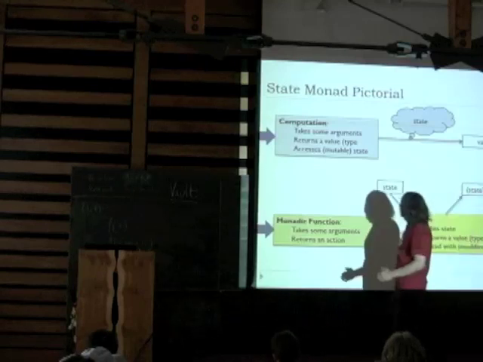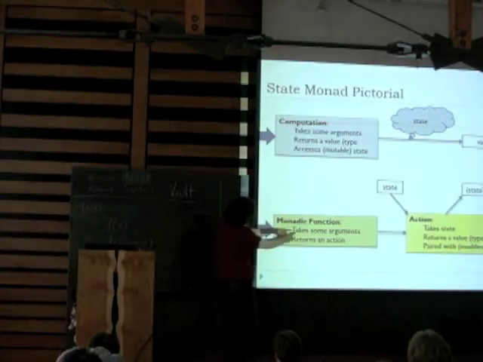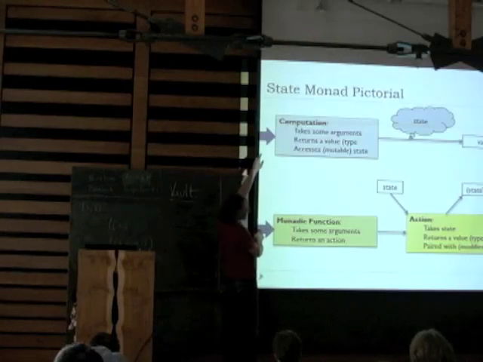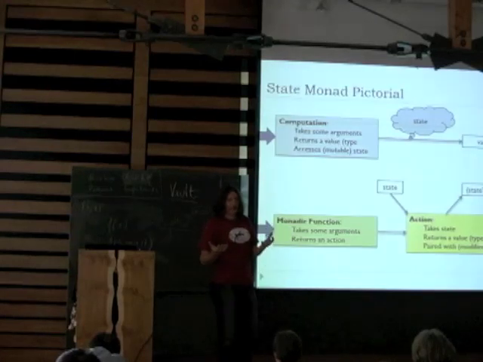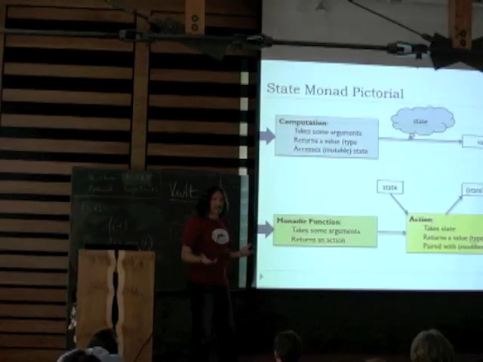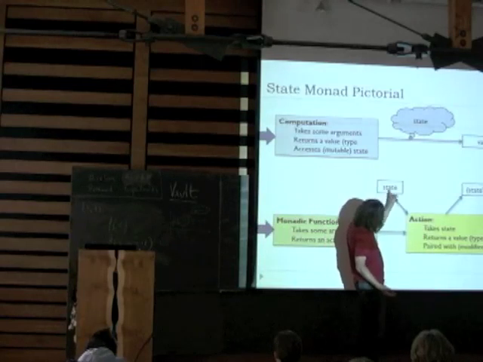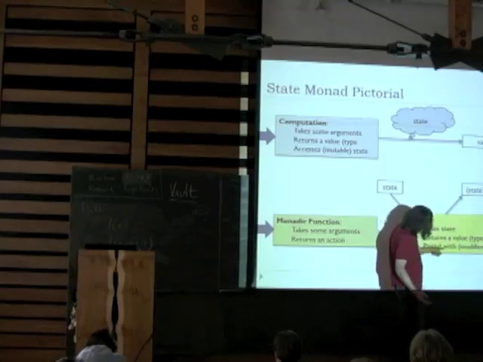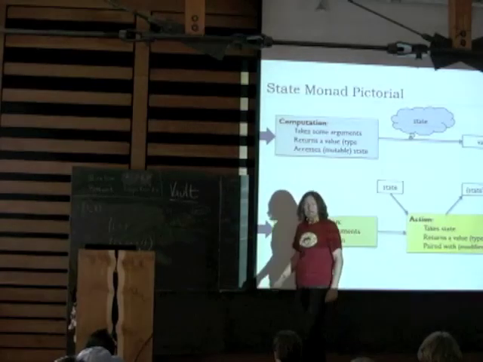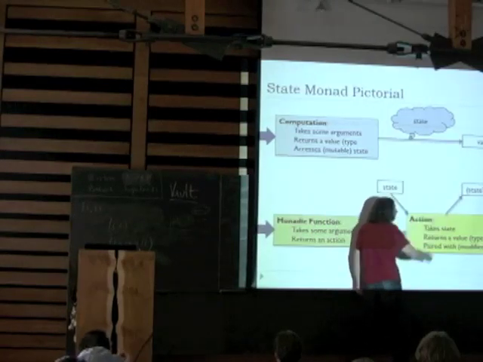Now we split it in this way. We turn this computation into a monadic function. This monadic function takes some arguments, the same arguments as the computation. But it returns an enriched thing called an action. It doesn't return a value. It returns a function. And this is the action. The action that's returned by this takes a state and returns a value of type A, plus it returns the modified state. So the state transformation is done here by the action.